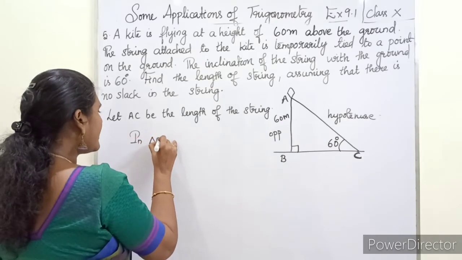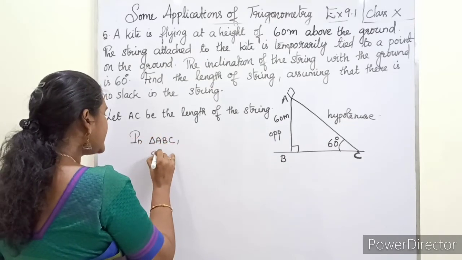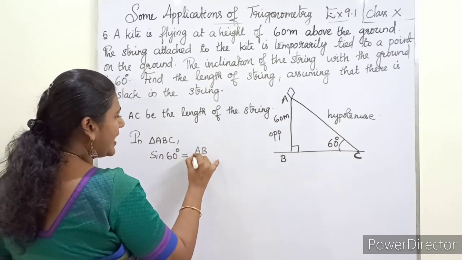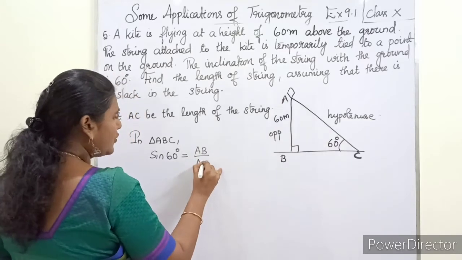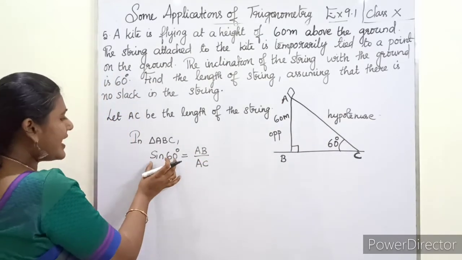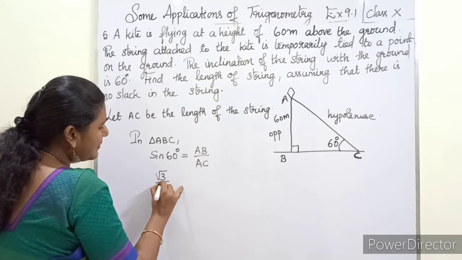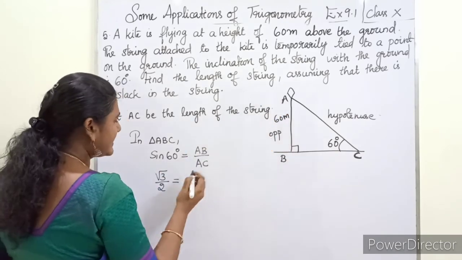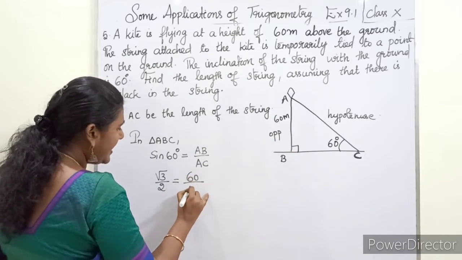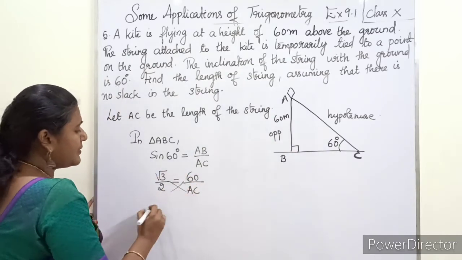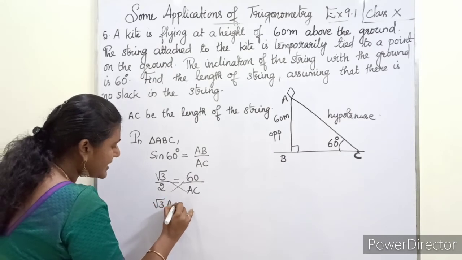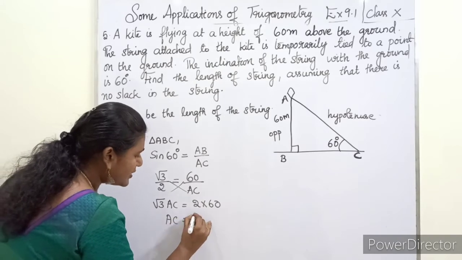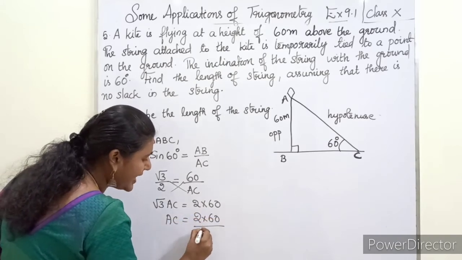So in triangle ABC, sine 60 degree is equal to opposite side, that is AB by hypotenuse AC. So AB by AC. What is the value of sine 60? That is root 3 by 2. So root 3 by 2 is equal to AB value is 60, so 60 by AC. Now we will do cross multiplication. So root 3 AC is equal to 2 into 60. So AC is equal to 2 into 60 by root 3.